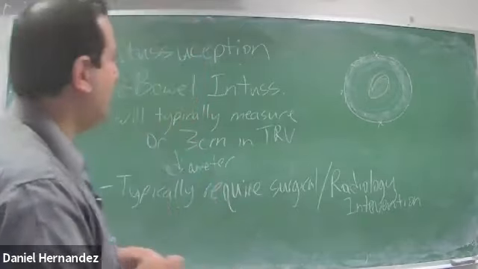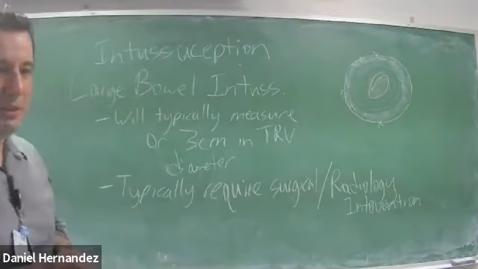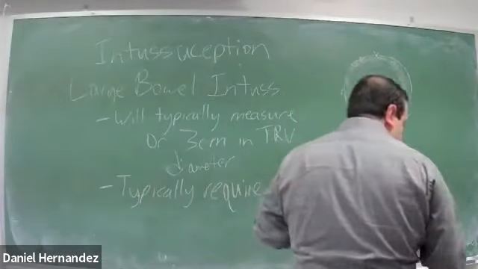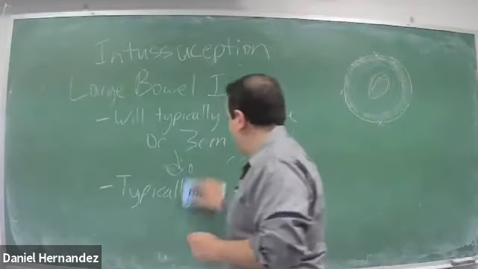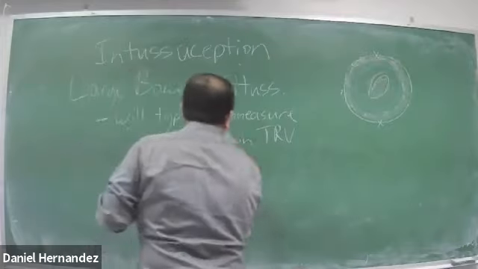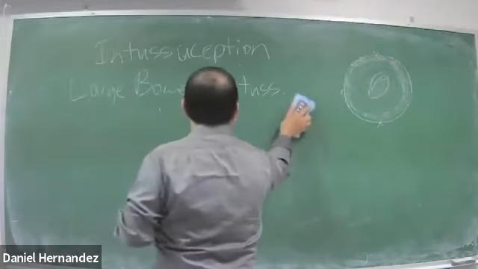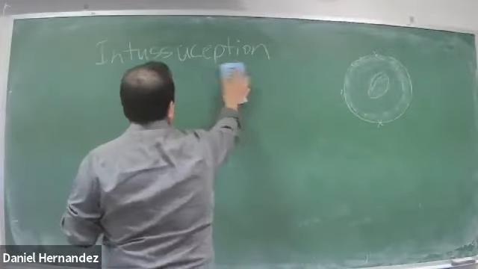So the reason, again, I said to differentiate between these large bowel and small bowel intussusceptions is because small bowel intussusceptions, which measure less than 3 centimeters, typically less than 3 centimeters, are actually transient. So they will come and go, and thus do not require a surgical intervention.